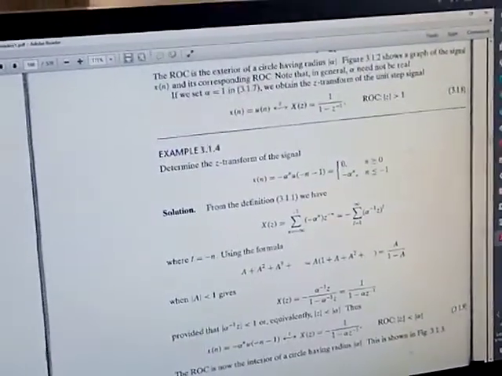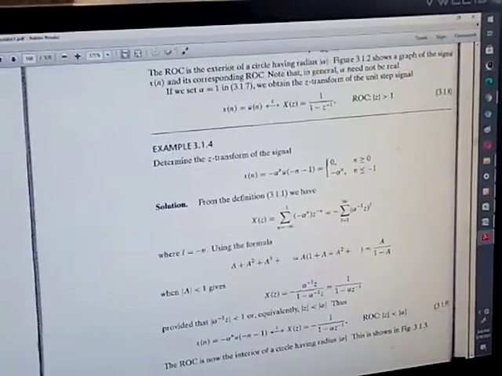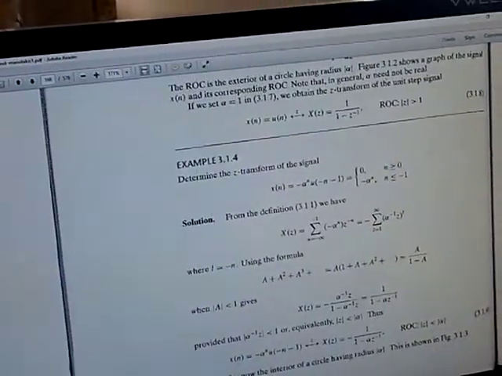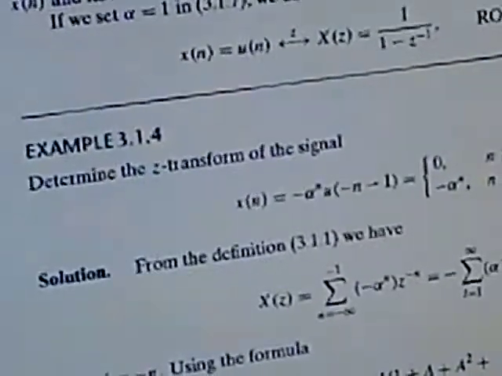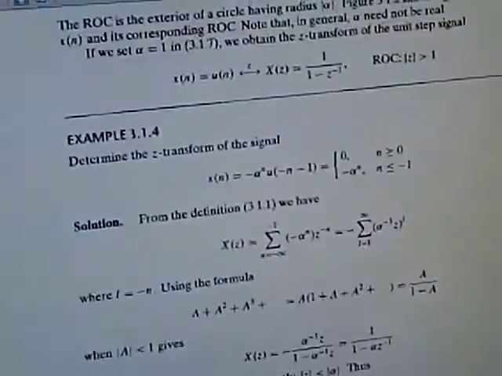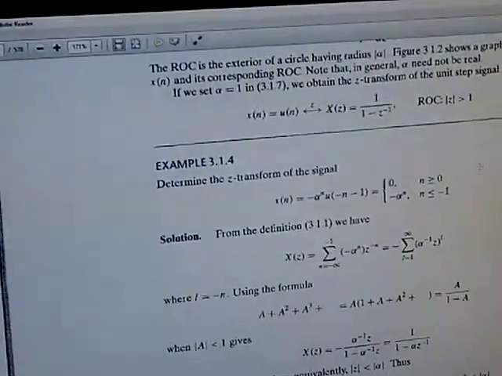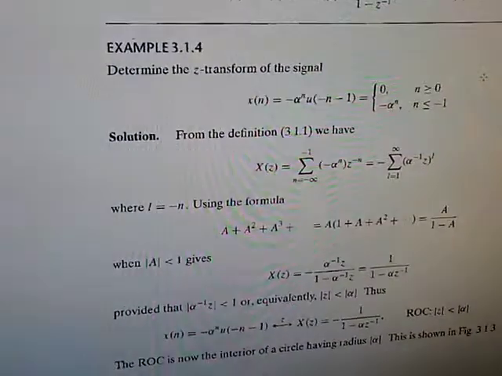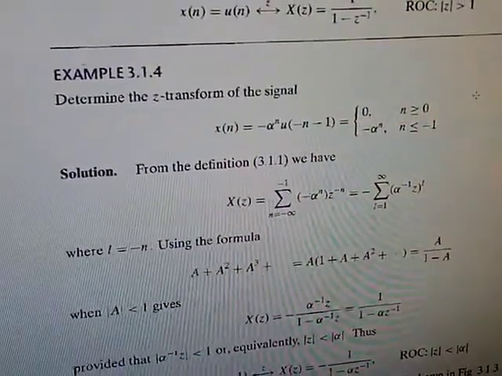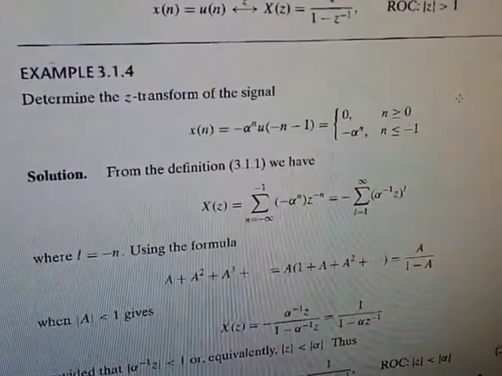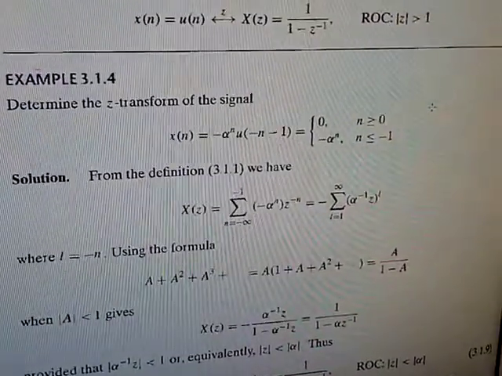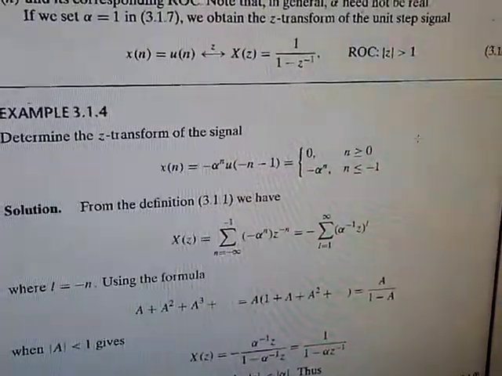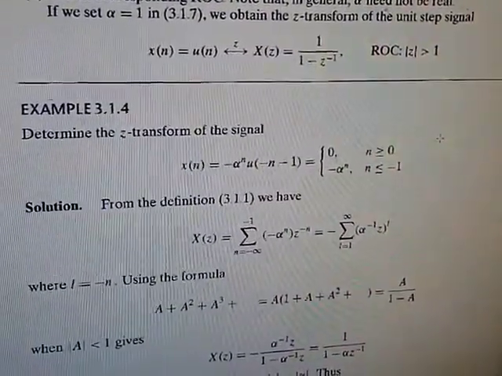We are given x of n equals minus alpha n u of minus n minus 1. The book is generous by telling you the implication. The book is telling you that it is actually equal to 0 when n is greater than or equal to 0, and it is equal to minus alpha n when n is less than 0.